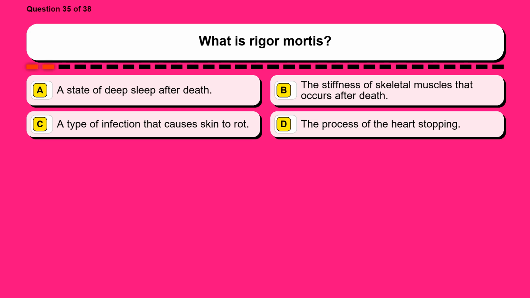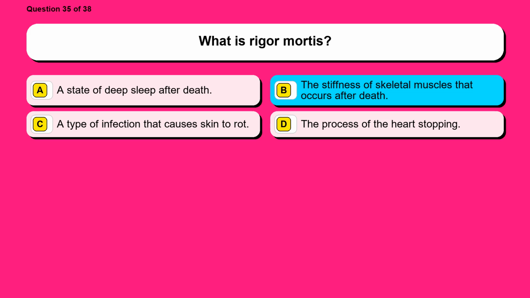Question 35. What is rigor mortis? Option A. A state of deep sleep after death. Option B. The stiffness of skeletal muscles that occurs after death. Option C. A type of infection that causes skin to rot. Option D. The process of the heart stopping.